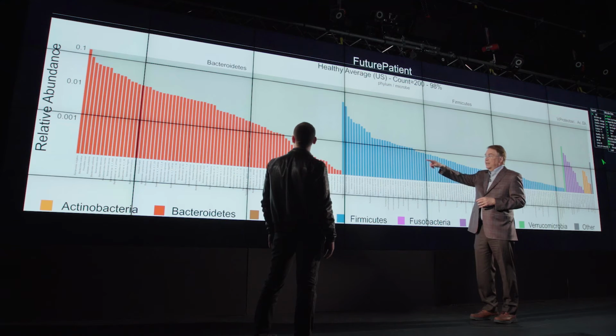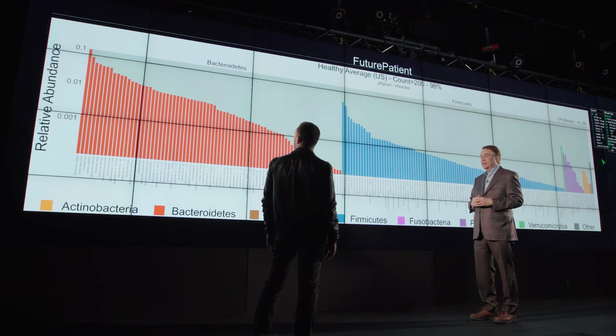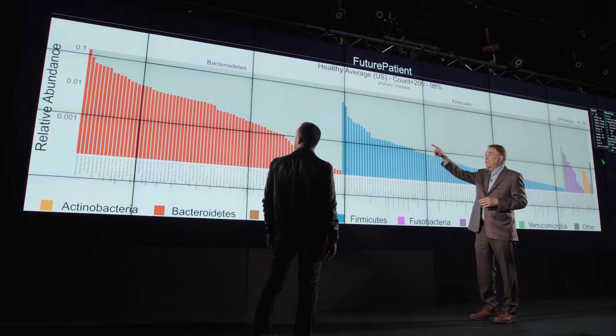Now the cool thing is that this is on a log scale. So that at the top, 0.1 is 10%, 0.01 is 1%, 0.001 is 0.1%. So what you can see is it falls off very quickly in terms of the amount of any one of these.